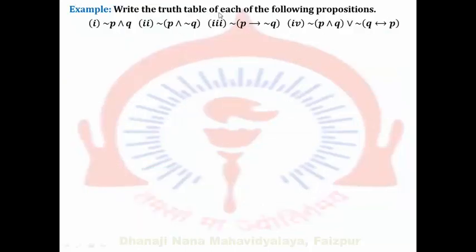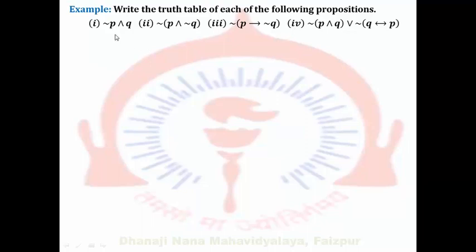Now we have examples. Write the truth table of each of the following propositions. First one, negation of p and q. Second one, negation of p and negation q. Third one, negation of p implies negation q. And fourth one, negation of p and q or negation of q double implies p. So we solve these examples one by one.